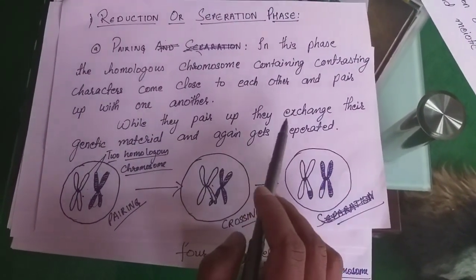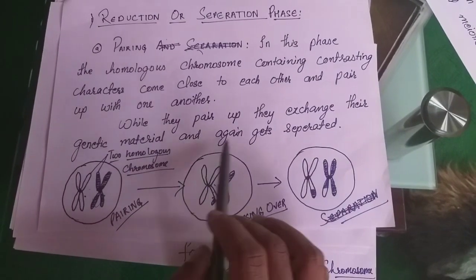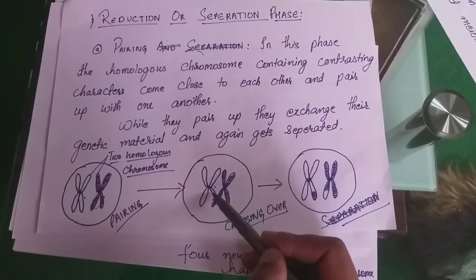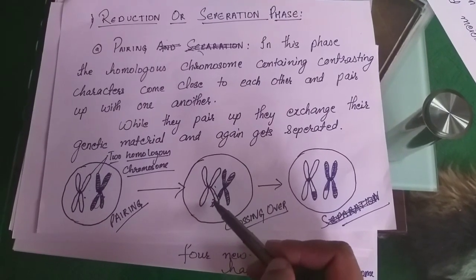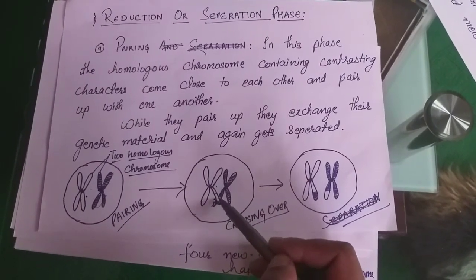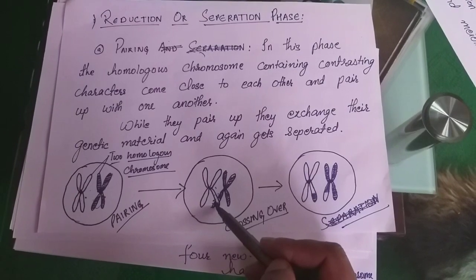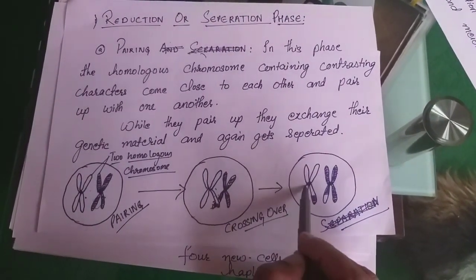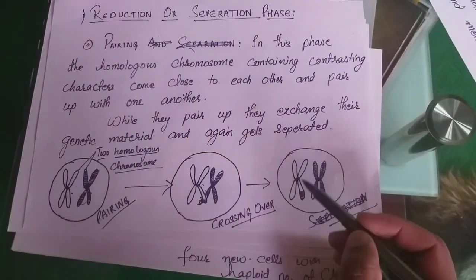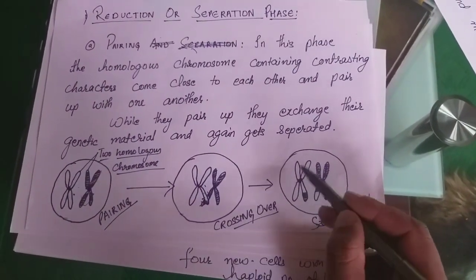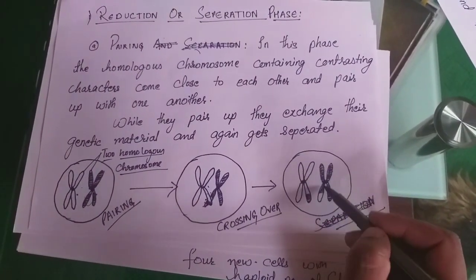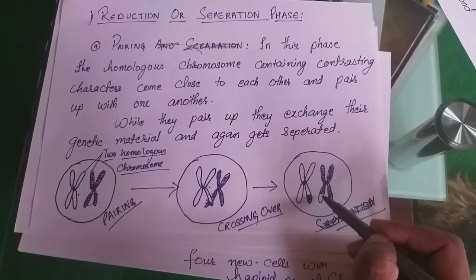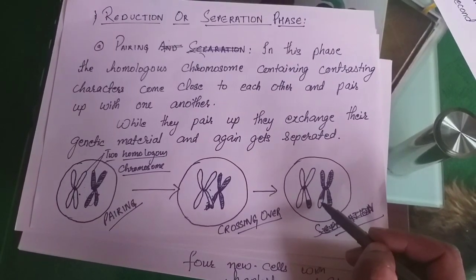So while they pair up, they exchange their genetic material and again get separated. You can see they pair up. Their arms are touching each other or crossing over each other. So after this phase, the two chromosomes again get separated. But in this phase, you can see this chromosome bears some character of this black chromosome, and the black chromosome bears some character of this white chromosome. In this case, you can see it clearly.